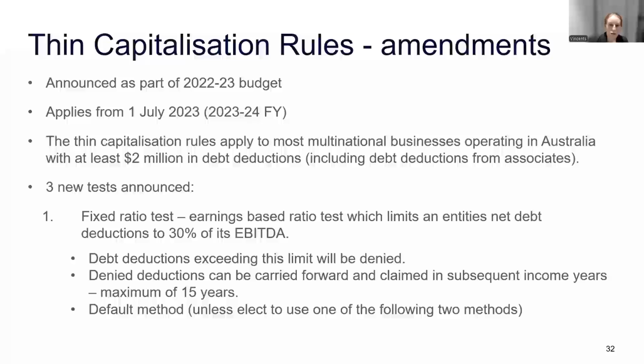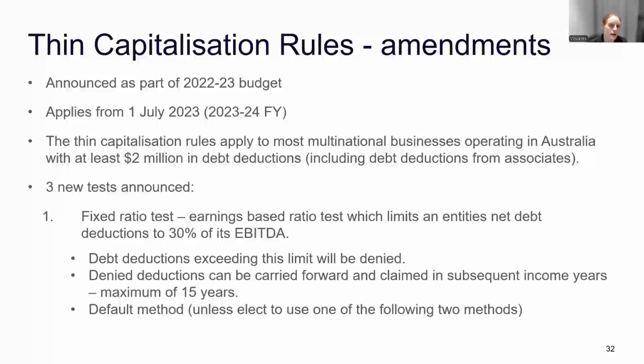So I think we are almost at the end. So the last thing that I wanted to just touch on was the changes to the thin capitalisation rules, which were announced as part of the 2023 budget. So these apply from the 1st of July 2023. So the 2024 financial year is the first year where this is going to apply. So we're probably going to be dealing with it a lot more shortly, given that tax returns for the 2024 financial year will be starting to be prepared.